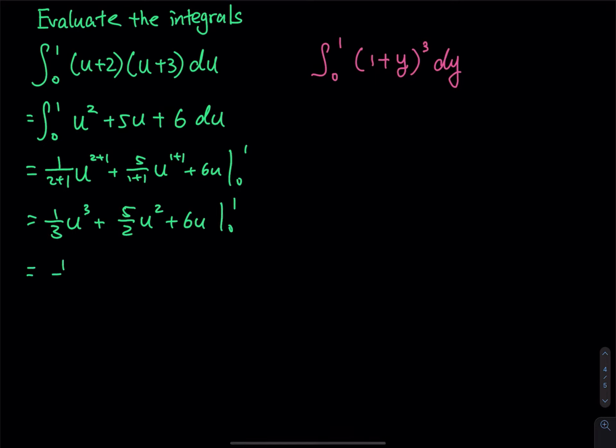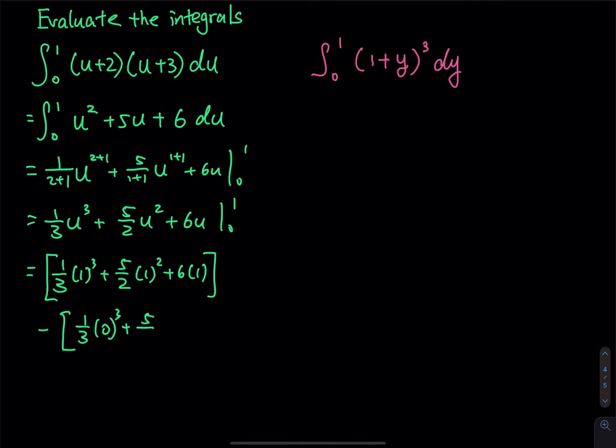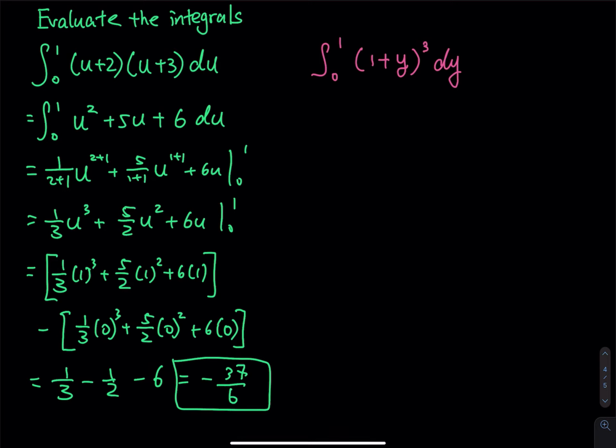So the first one is 1/3 times 1 to the third power plus 5 over 2 times 1 squared plus 6 times 1. And then subtract. The other one will be just all 0, right? So 0 to the third plus 5 over 2 times 0 squared plus 6 times 0. So the second square bracket is all 0. So overall, that gives you 1/3 plus 5/2 plus 6, so you have 37 over 6. So that is the answer of the first one, the green one.